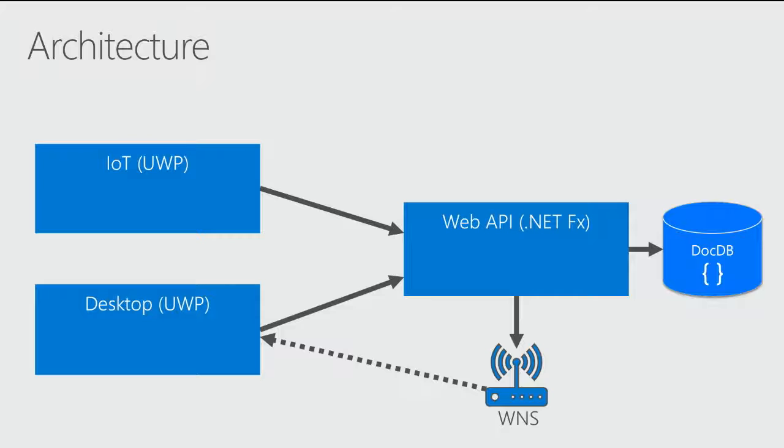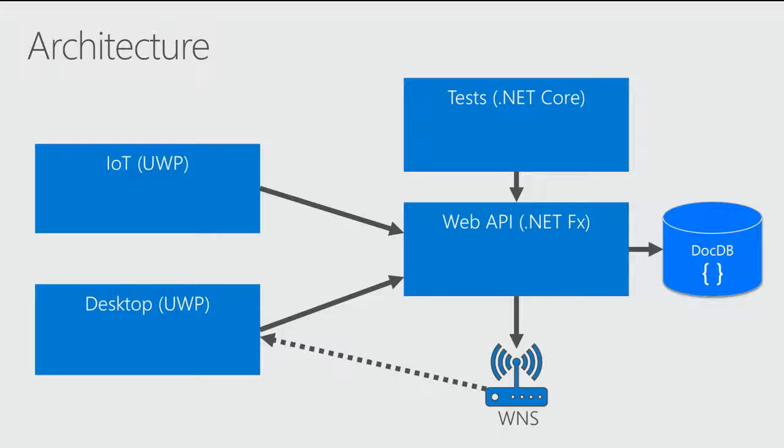And I also want to show you that we have some tests that are written in another flavor of .NET, that is .NET Core. And this will allow me to run these tests on other OSs, for example, Linux. And I'm going to show you how to hit this web API from a Linux shell. And all of this works by sharing some code. And the code that we are sharing is our model.